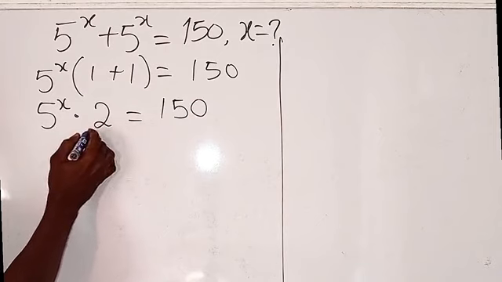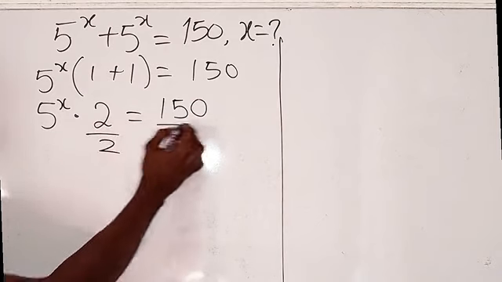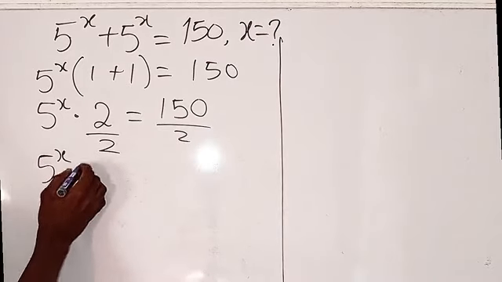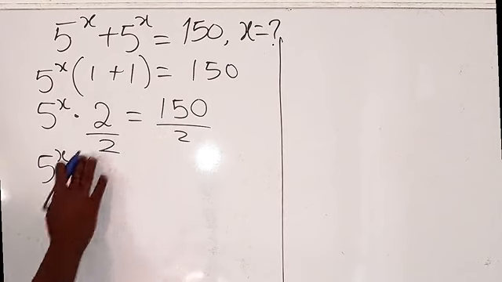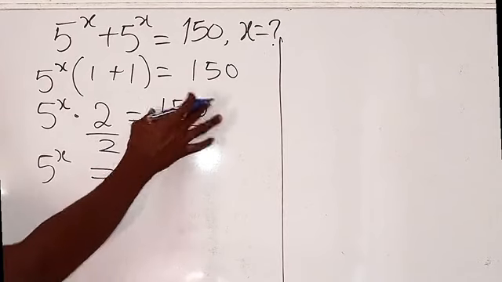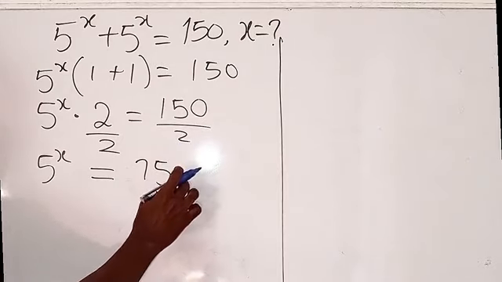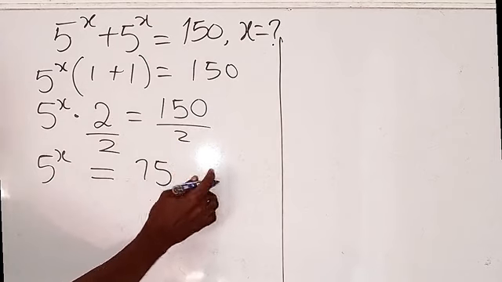So now from here I can divide both sides by 2 to reduce this equation, right? So we're going to have 5 to the power of x multiplied by everything here will be 1. So therefore this is going to be 150 divided by 2. We're going to have 75. You can see we reduce this equation to its simplest form.